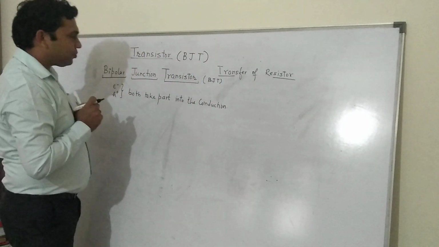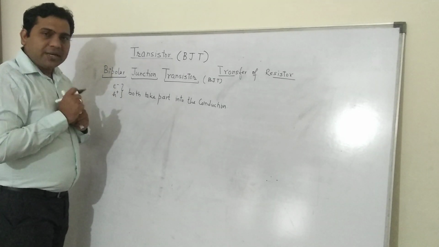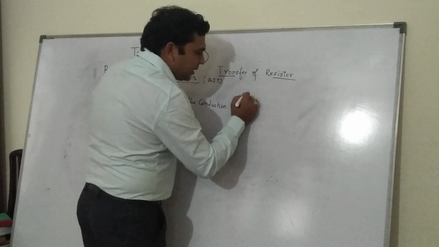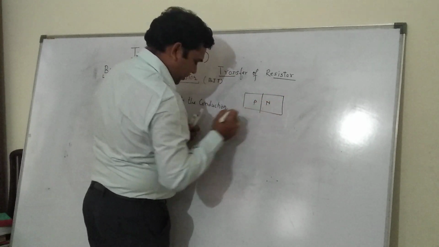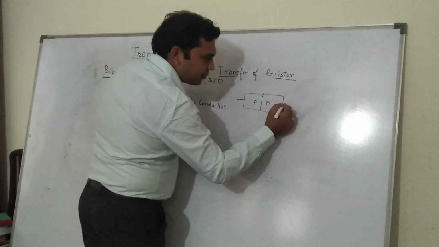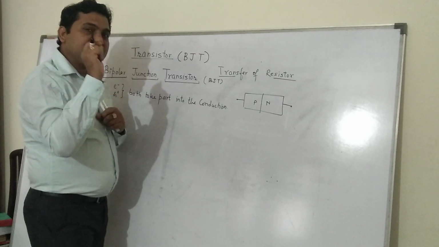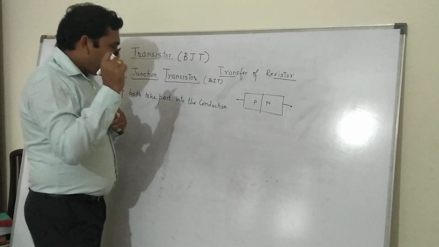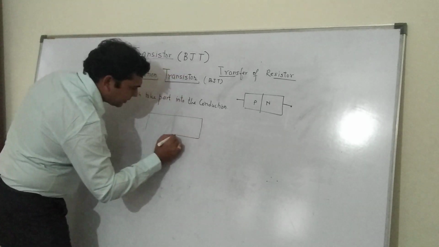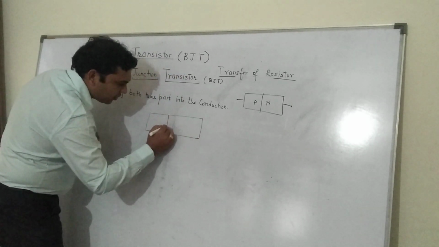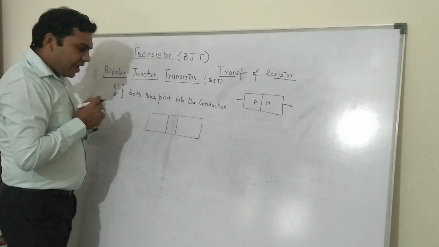Now, transistor has three terminals. Like in a diode, if you see, the diode has something like this, P and N. It has two terminals. This is a diode. But transistor is a device which has three terminals. And what is the schematic of the transistor? Transistor simply looks like this. We have three blocks here.